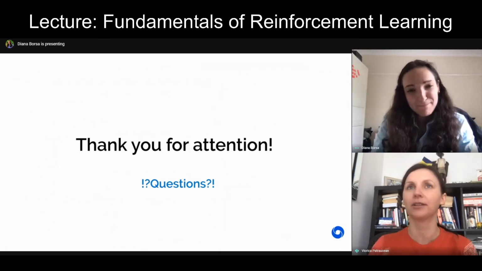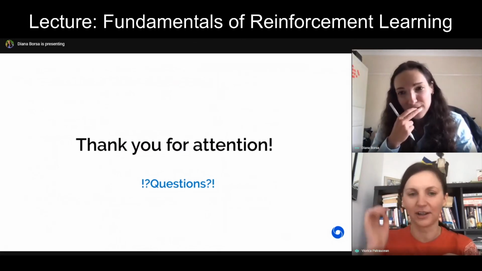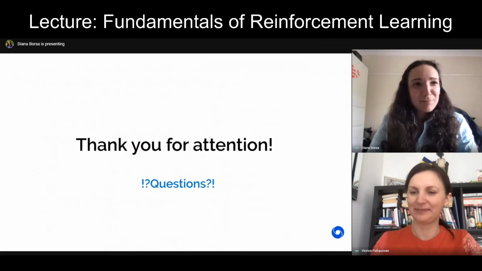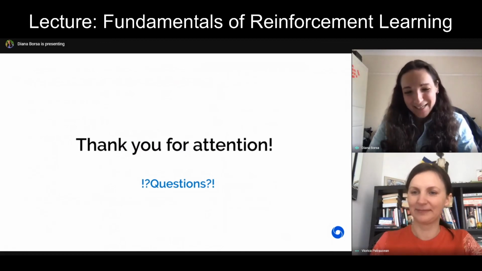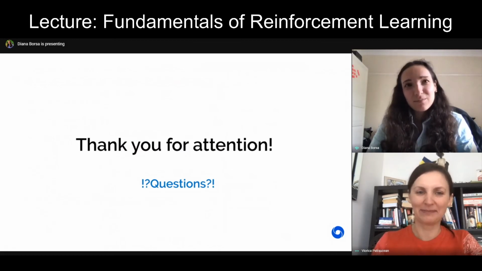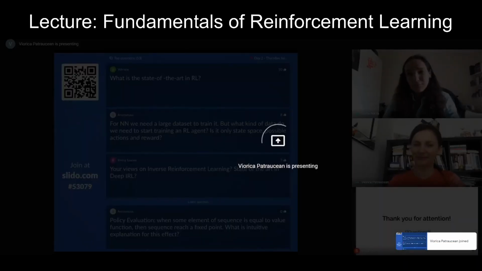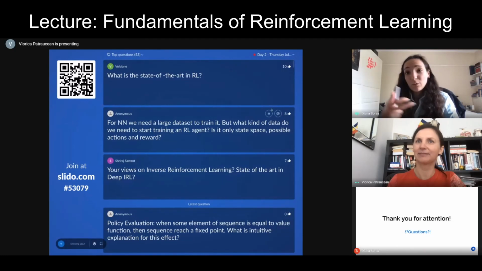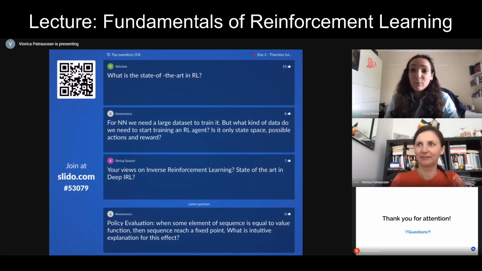So one question is, what is the state of the art in RL? Depends what state of the art means. I don't think we have an algorithm that rules them all. Depending on the task, we have things that work very well on Atari. We have things that work very well on control tasks. They happen to be different things.